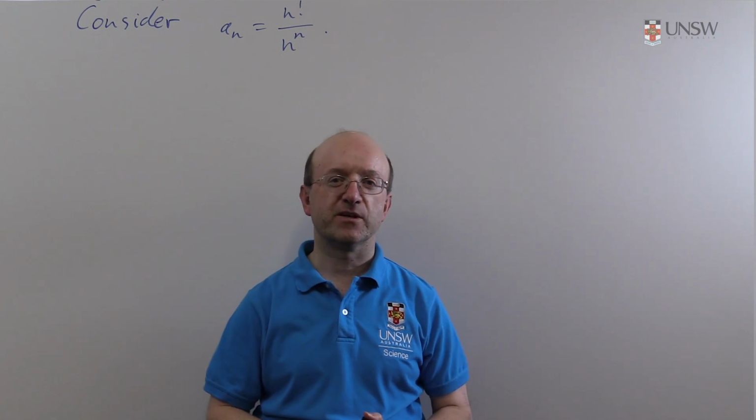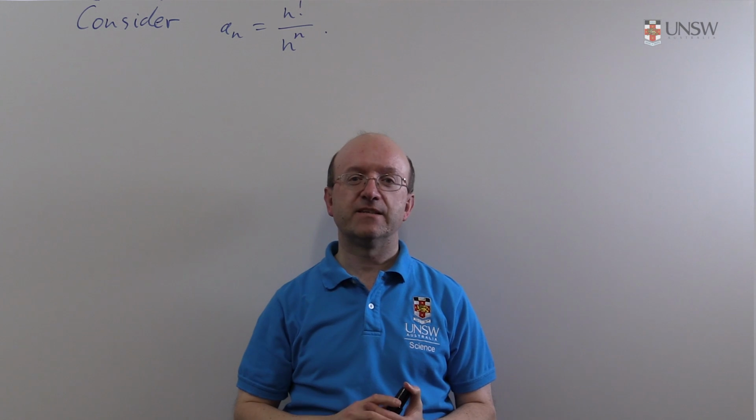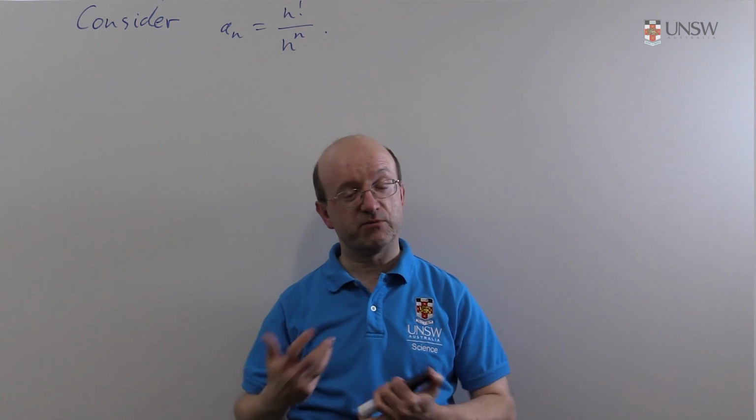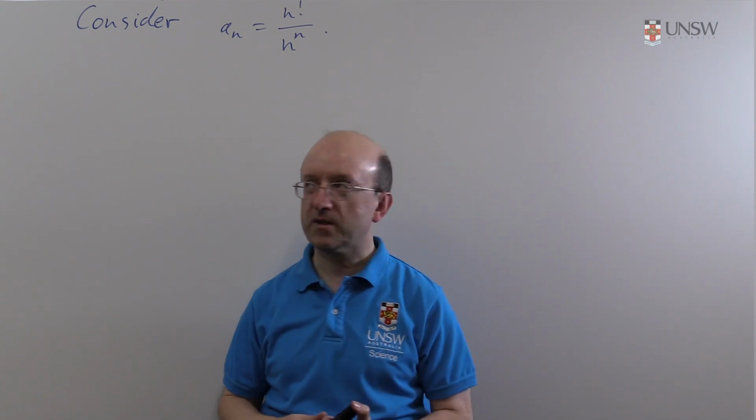In this video we're going to be looking at a slightly more advanced sequence than some of the simple ones you might have looked at already. In this case, a_n is n factorial over n to the n. And the issue here is to look at its behaviour and see whether it converges, and if it converges, to find the limit as n goes to infinity.